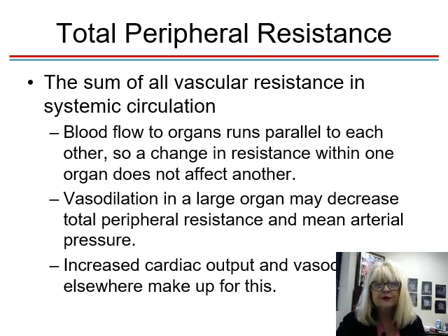So the total peripheral resistance is the sum of all vascular resistance in the systemic circulation. The blood flows to the organs run parallel to each other. So a change in resistance within one organ does not affect another. And vasodilation in a large organ may decrease the total peripheral resistance and the mean arterial pressure. And increased cardiac output and vasodilation elsewhere make up for this.